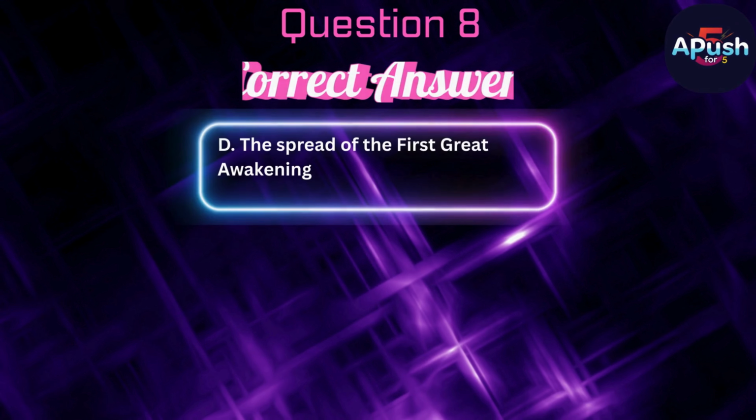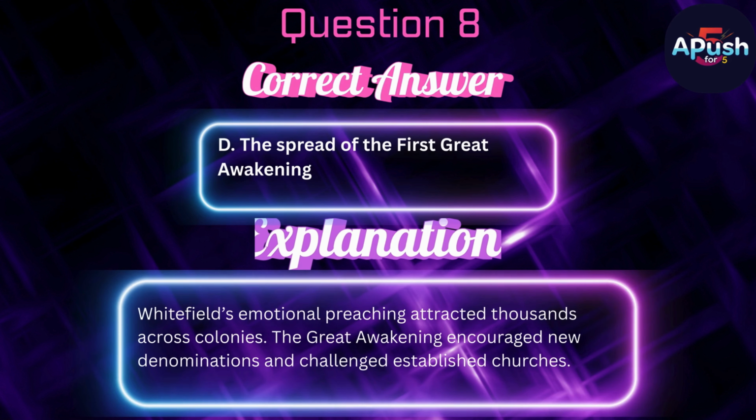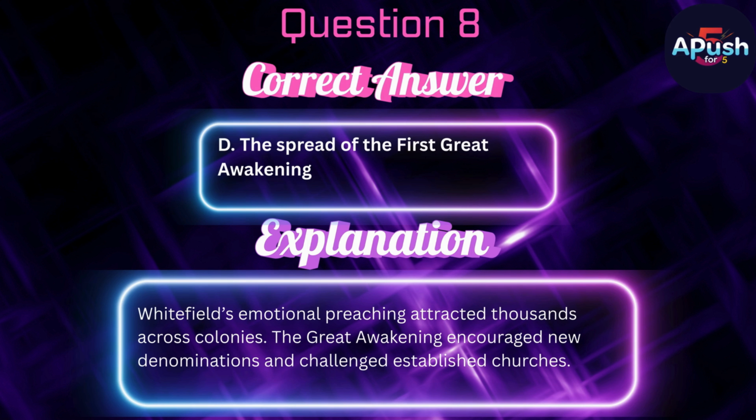The correct answer is D. The spread of the First Great Awakening. Whitefield's emotional preaching attracted thousands across colonies. The Great Awakening encouraged new denominations and challenged established churches.